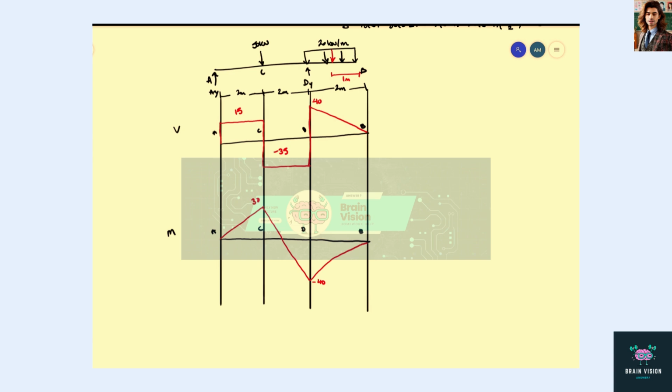And our maximum shear force is at D, which was 40 kilonewtons. And our maximum bending moment is also 40. And that's our absolute value.